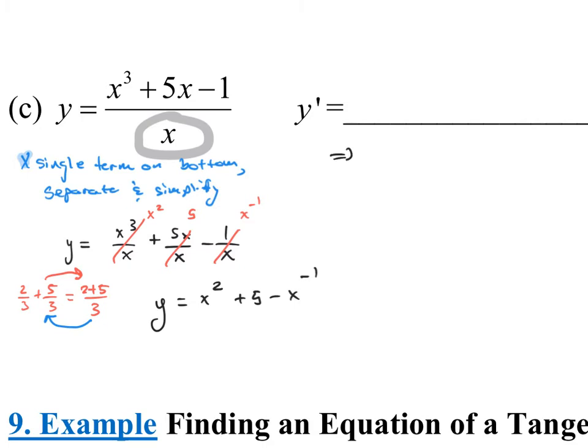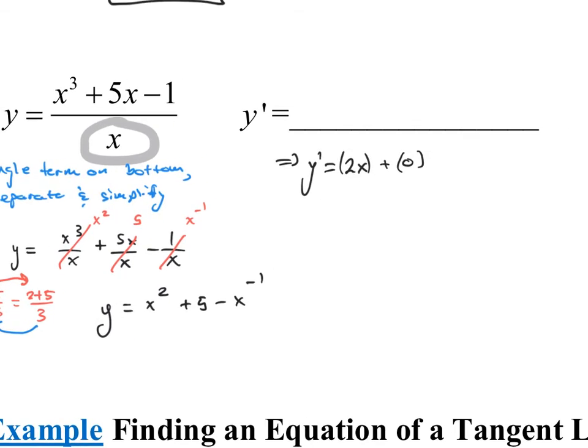Now I want to do the calculus. Now I want to find the derivative. So all I have to do is find the derivative of each one of those terms individually. The derivative of x squared is 2x to the 1, which is just 2x. The derivative of 5 is 0. And the derivative of x to the negative 1, so this would be minus, the derivative of x to the negative 1 would be negative 1x to the, well, negative 1 minus 1 is negative 2.